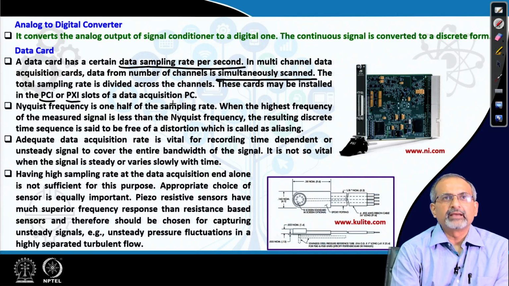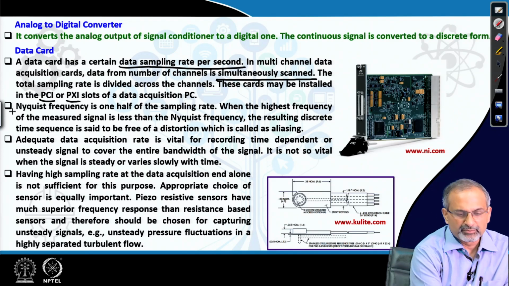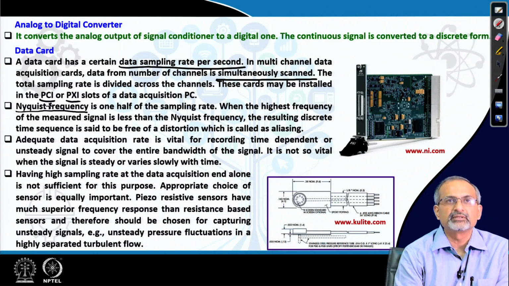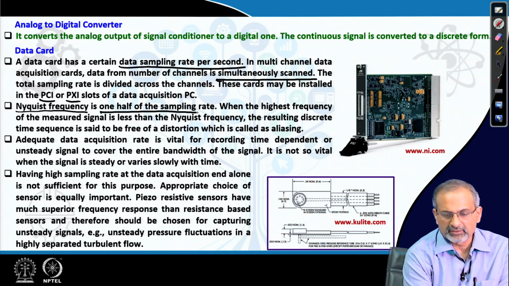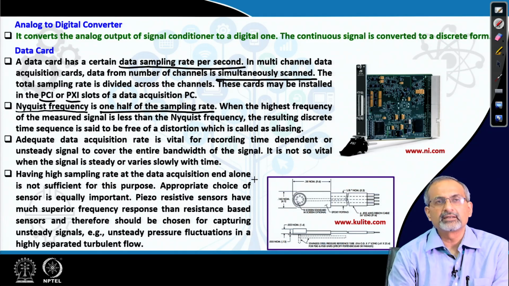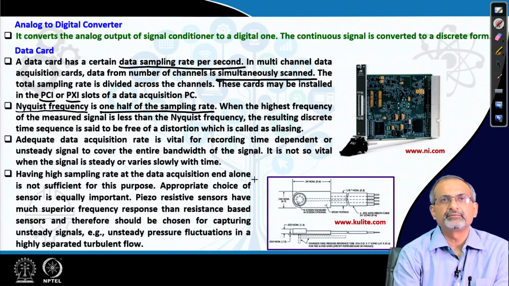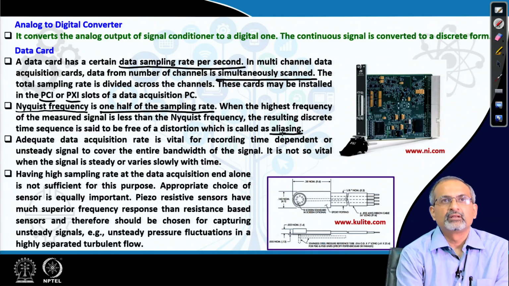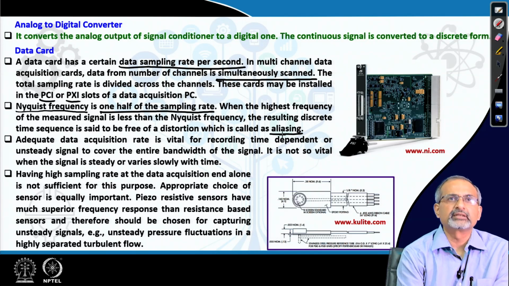As far as the acquisition rate is concerned, there is a very important aspect that we need to be aware of, that is the Nyquist frequency, which is 1/2 of the sampling rate. So, when the highest frequency of the measured signal is less than Nyquist frequency, then the resultant discrete time sequence is said to be free of a distortion which is called aliasing. Therefore, you need to go by this recommendation.